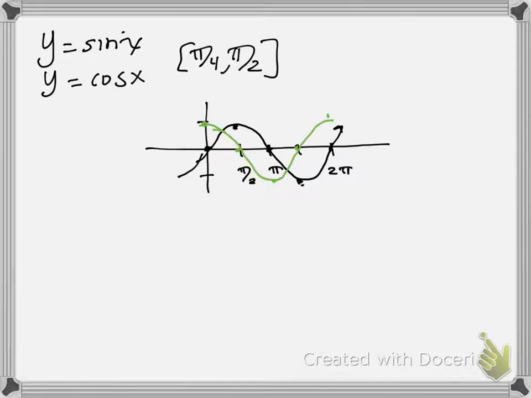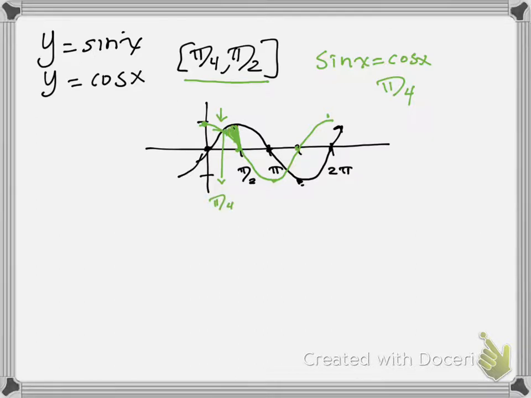Okay. So they asked for the area between pi over 4 and pi over 2. Well, here's pi over 2. And we know we need this intersection point. So we'll set these equal to each other. Where is sine x equals cosine x? At pi over 4. So this intersection right here is pi over 4. So really we want this piece right here.